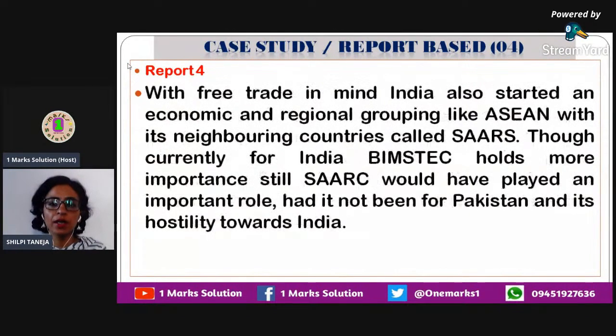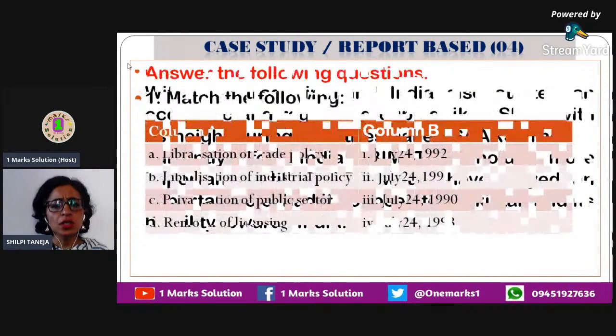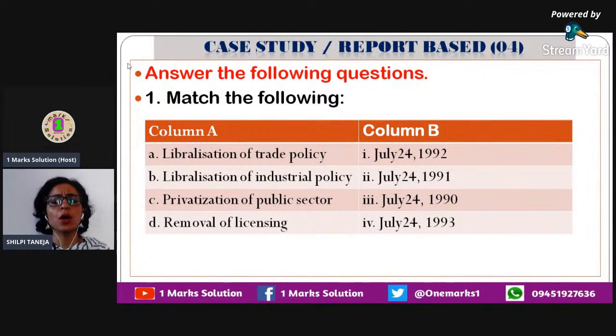With free trade in mind, India also started economic and regional groupings like ASEAN and with its neighbor countries like SAARC. Currently, for India, BIMSTEC holds more importance. Still, SAARC would have played an important role had it not been for Pakistan and its hostility towards India. So this is the basic report about all these relationships.